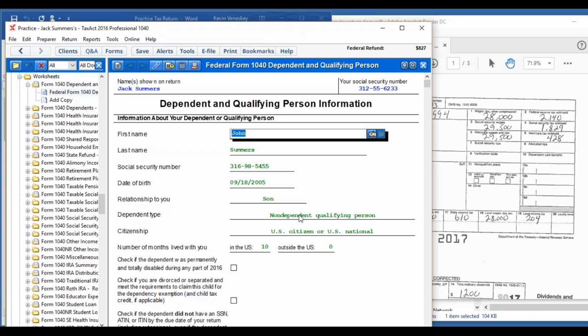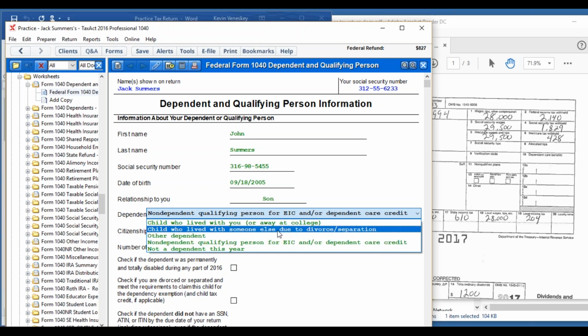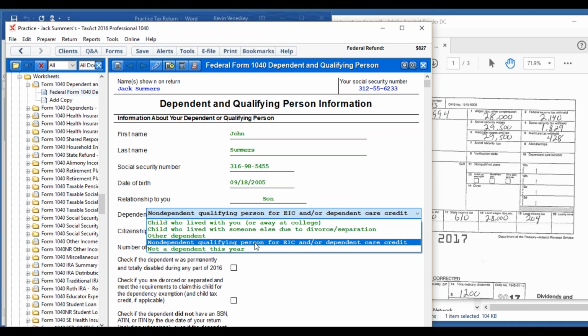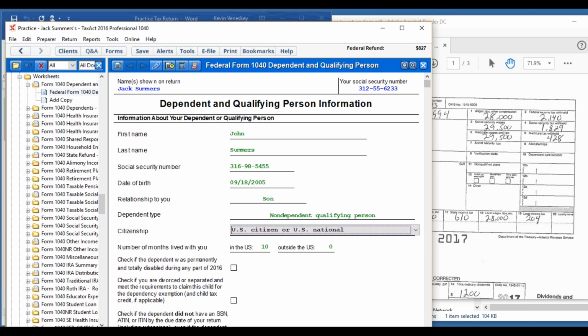We need to put that he's a non-dependent qualifying person, because usually we would have put child who lived with you. If the mom would actually put this one, child who lived with someone else, because the child lived with our person, Jack, but she's still able to claim him. So she would have to click this one. We are going to be clicking this one because this will tell us that we can claim head of household and EIC and or dependent care credit, but it will not show up as a dependent on our list to give us the dependent exemption.